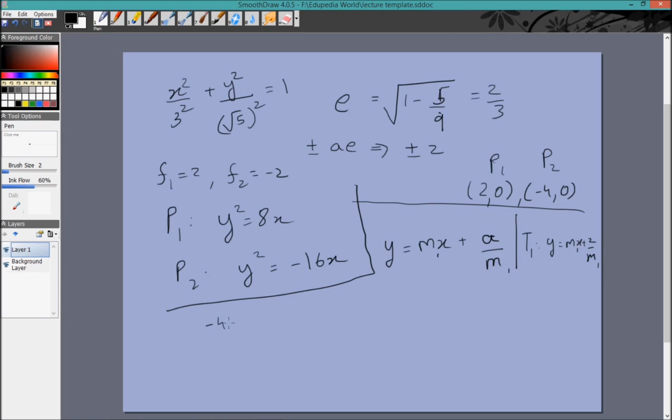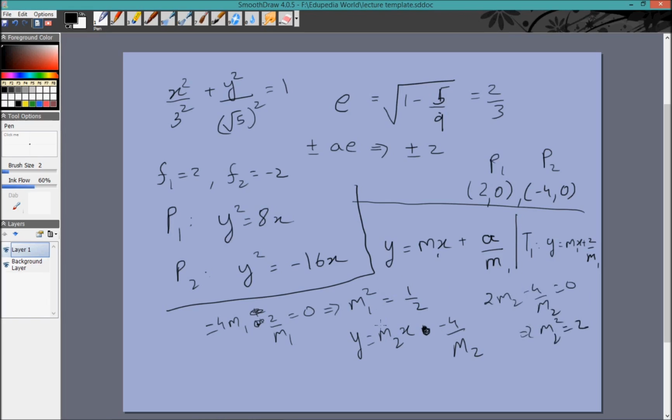That means -4m1 + 2/m1 = 0, which gives me m1² = 1/2. Similarly, we can do this for the second one: y = m2x + a/m2, but a in this case is -4, so -4/m2. We are given this passes through m1f1 comma 0. f1 is 2, so this passes through (2, 0), so 2m2 - 4/m2 = 0, which gives me m2² = 2 and m1² = 1/2. We need 1/m1² + m2², that is 2 + 2, so the final answer is 4.